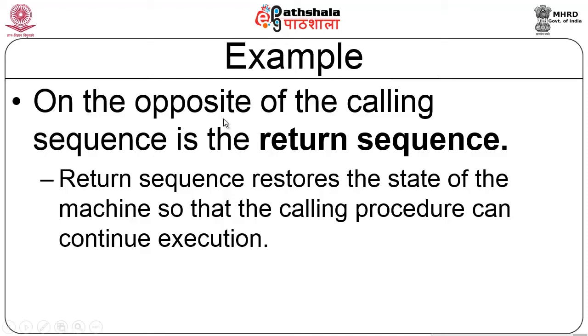The opposite of the calling sequence is called the return sequence. The return sequence restores the state of the machine so that the calling procedure can continue execution. The machine status is stored in the activation record of the callee. So what happens? The function terminates, the return value field is filled, and then the registers are restored with the information available in the activation record, and then the control is transferred to the caller, and the activation record of the callee is popped off the stack.